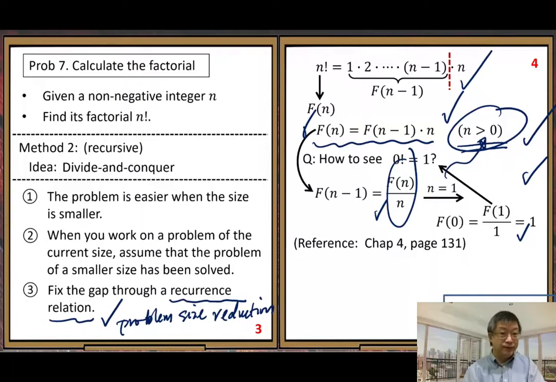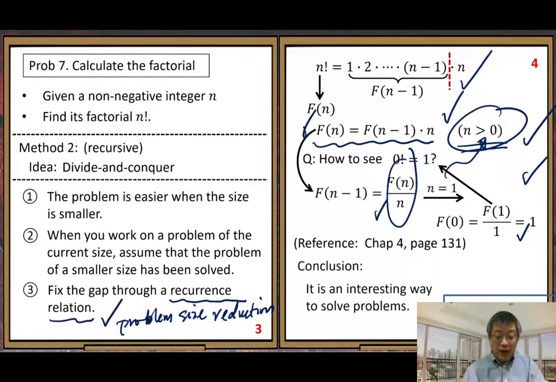All right, so the conclusion after we did the first simple example: at least we get this conclusion. It is an interesting new way to solve problems. But in our next video, we want to see the power of this method. Not just interesting, it is very powerful. All right, so let us stop right here.